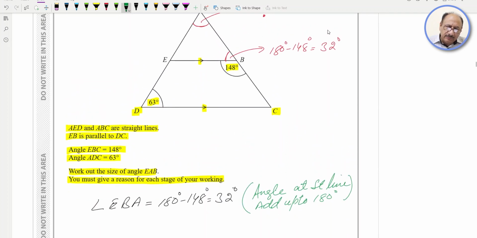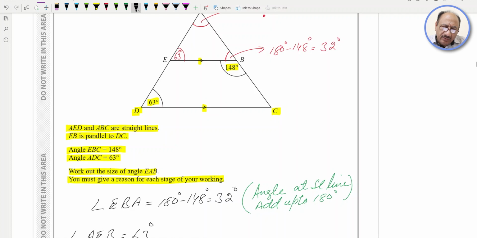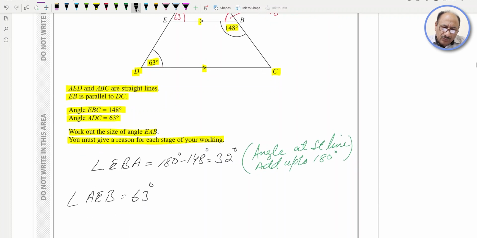Now we can write this angle, which will be the same as this angle, so this will be 63 degrees, so we will write angle AEB is equal to 63 degrees. So angle AEB is equal to 63 degrees, and this is basically angles at parallel lines, basically corresponding angles.